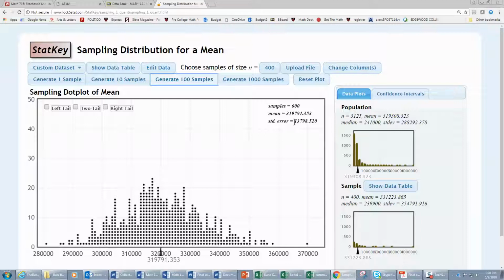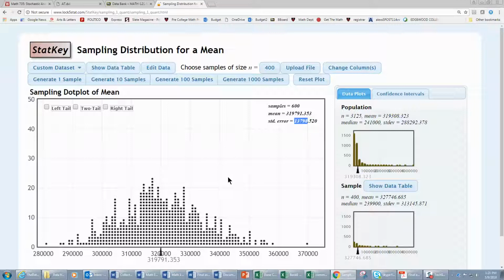And again, the standard error here of about $14,000 tells us that these individual sample means, so this dot is the average price of 400 houses, and so is this dot, differ from the mean of the whole population, the thing we're actually interested in, the 319,000, by on average just under $14,000.